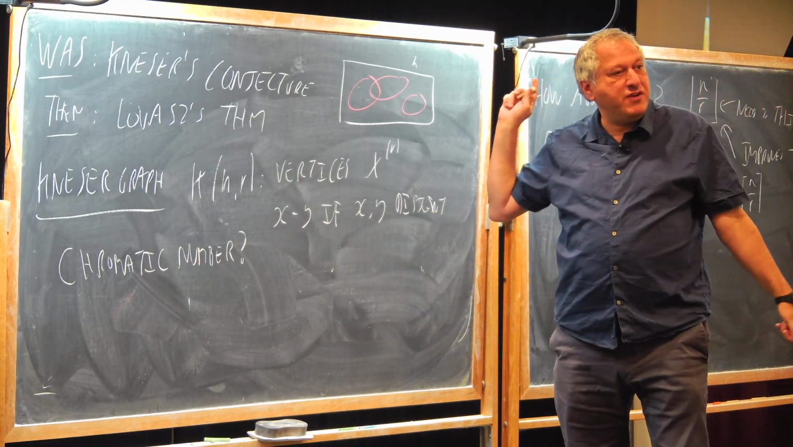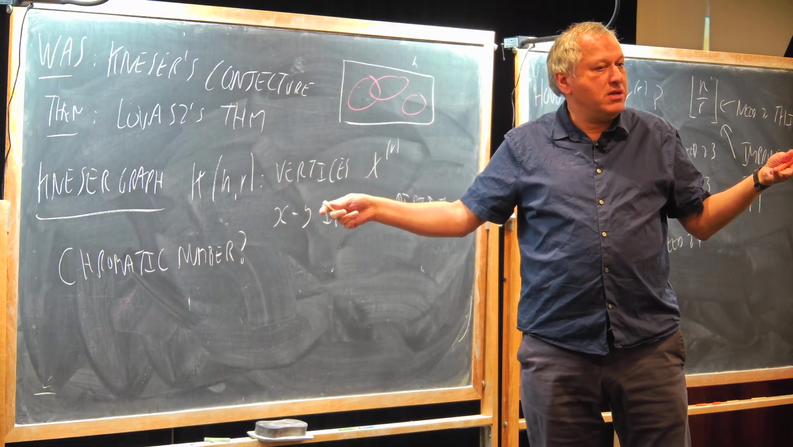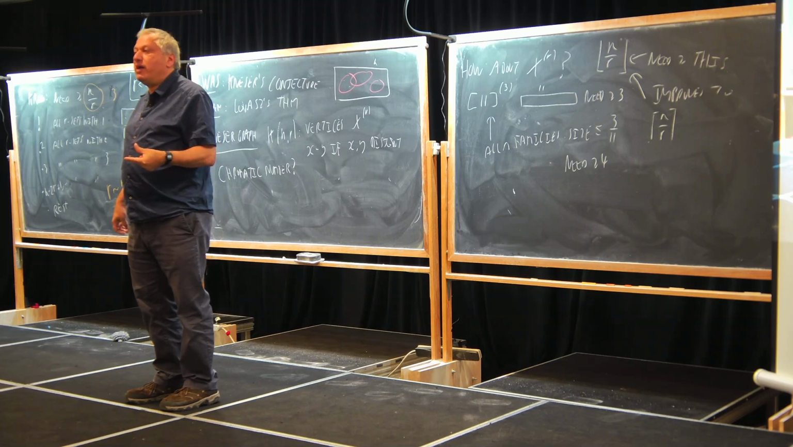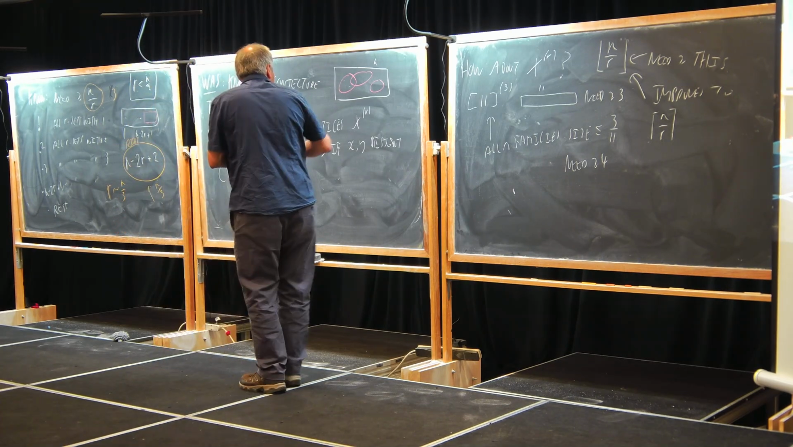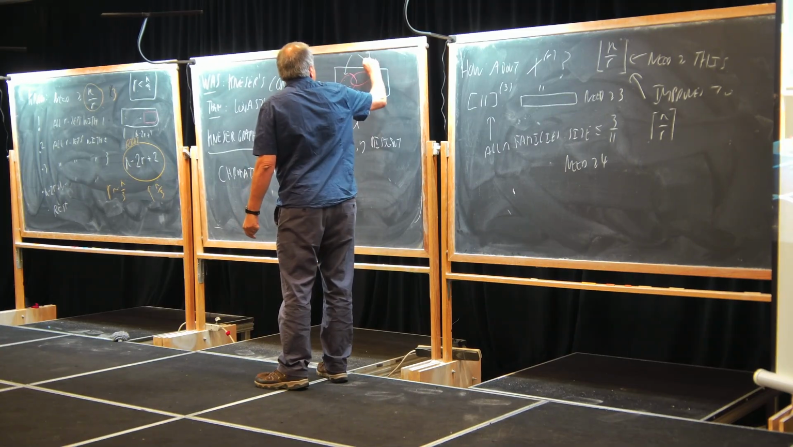scary graph. Remember, chromatic number means you've got to color it, and the rules are that adjacent things get different colors, right? That's what a coloring is. So in a coloring, this one and this one must have different colors.